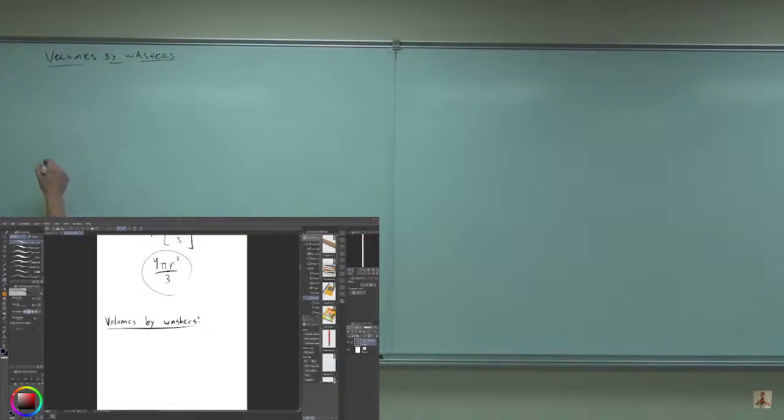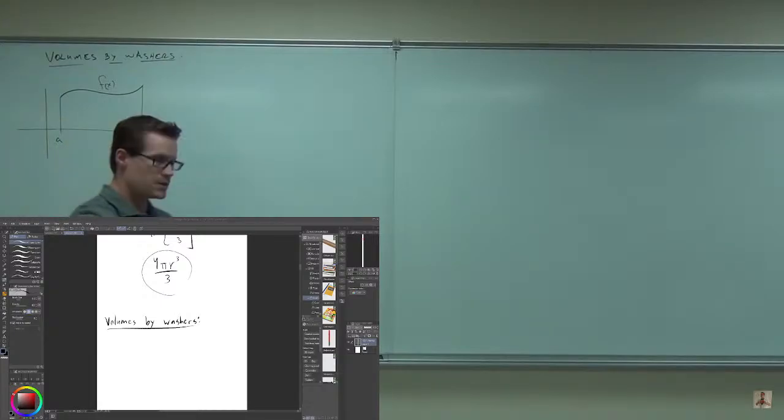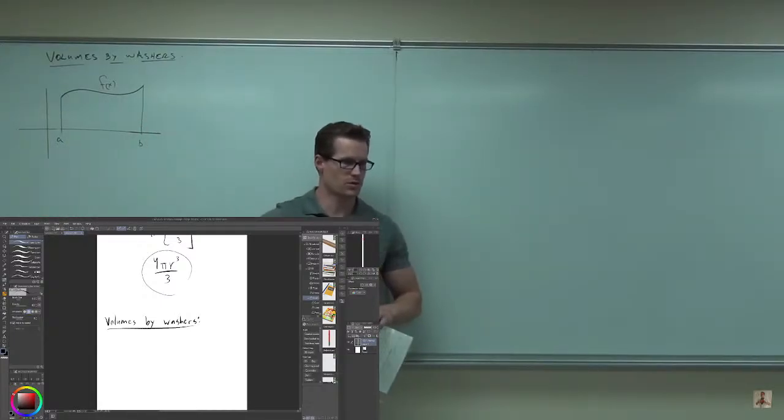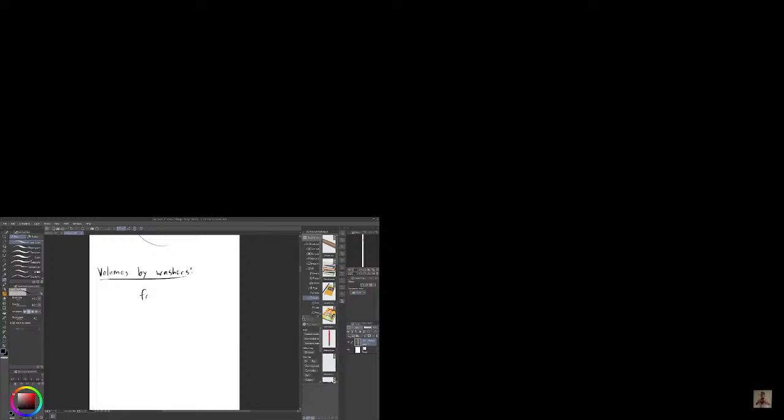What would happen, say, if I had my famous function called f of x from A to B. Now, here's where we started. Okay, this is what we were just talking about. If you sweep this around the x-axis, it will create a volume. It will create a solid. We were able to find the volume by taking slices with our disks.